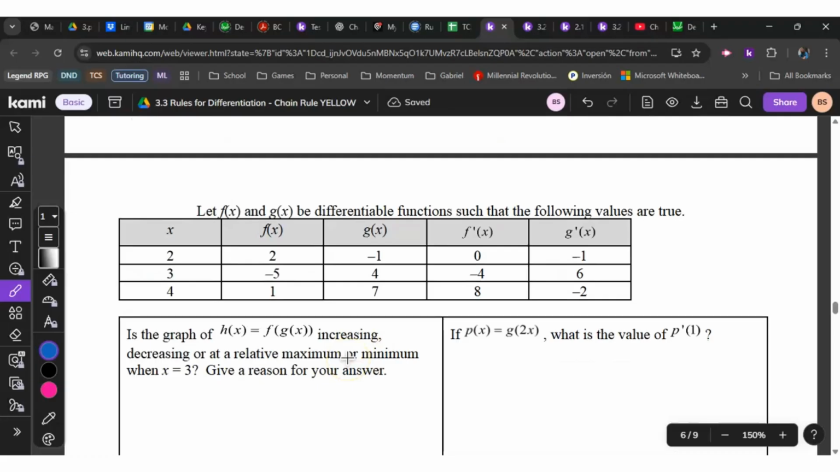All right, let's do this one. So we've got differentiable functions, f and g. And then we've got a bunch of values and we're going to see if we can understand it.